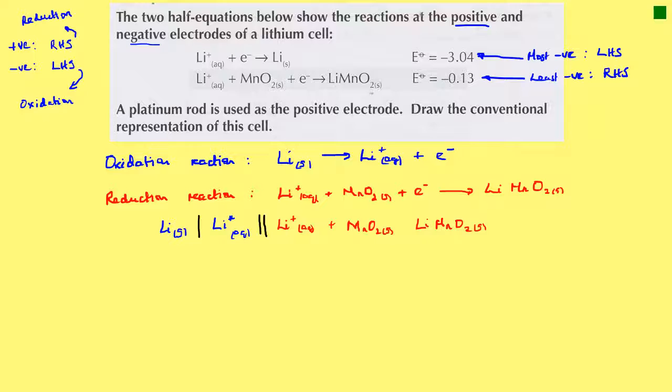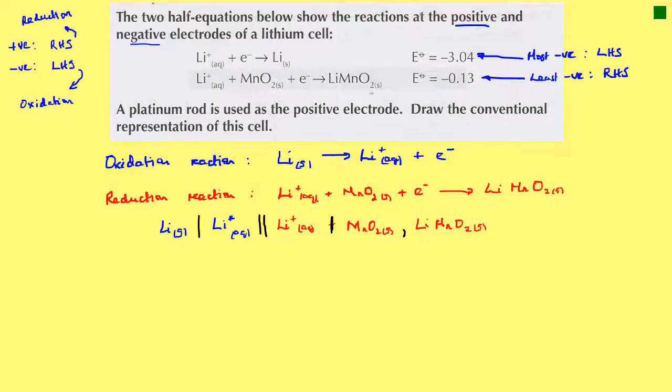And in the reduction reaction, we have lithium ions and manganese oxide, lithium ions being aqueous and manganese oxide being solid, so that plus shouldn't be there, let's just overwrite it, that should be a vertical line to give the phase boundary there. But as products, we also have two products here, the manganese oxide and the lithium manganese oxide, and they are in the same phase, they're both solid, so we're going to have a little comma in there to separate those.